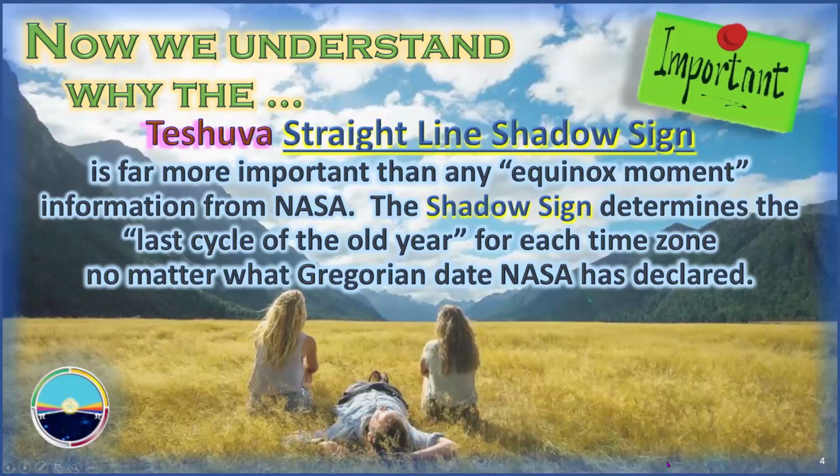Now we understand why the Teshuva straight line shadow sign is far more important than any equinox moment information that comes from NASA. This shadow sign determines the last cycle of the old year for each time zone, no matter what Gregorian date NASA has declared that the Teshuva sign is going to happen. And they use the word equinox.